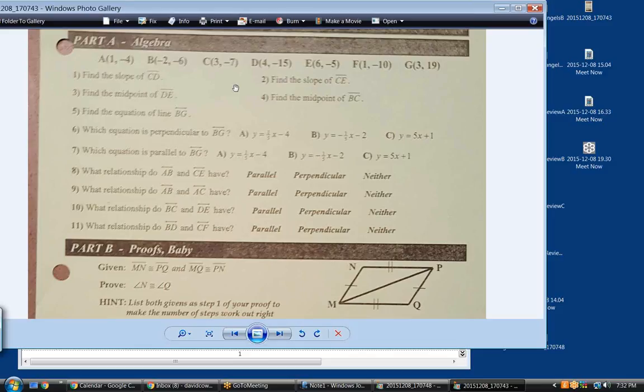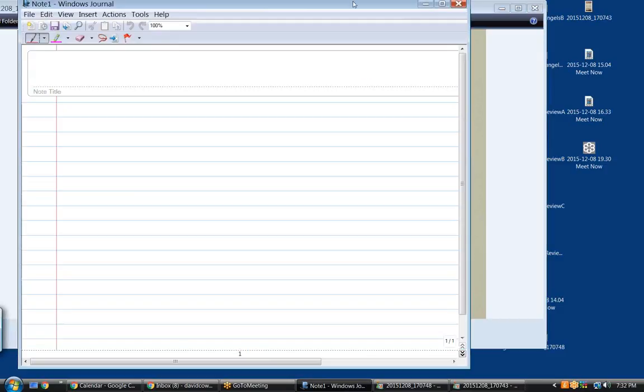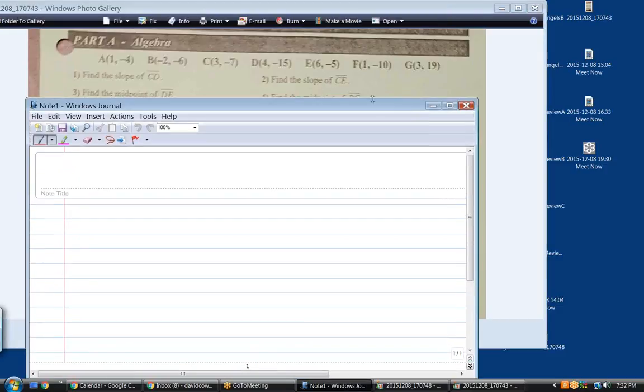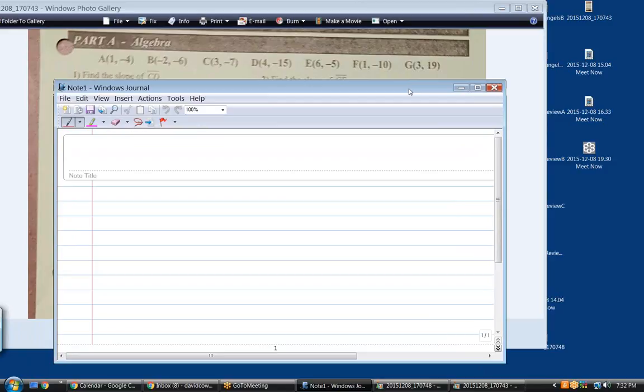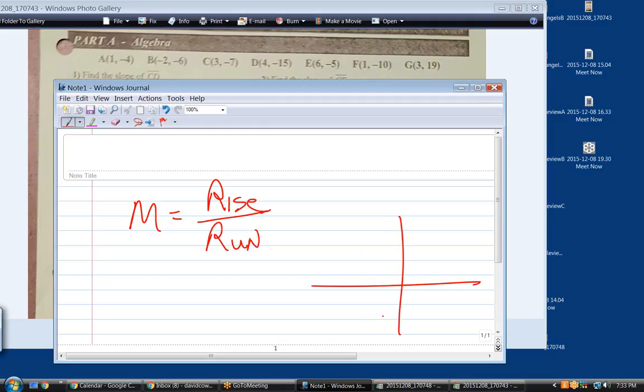So would we use the slope equation? What's the definition of slope? Rise over run. Okay, and if we look at CD, what does rise mean? 3 and 4. That's the run, actually. In other words, when we say rise over run, think of the Cartesian coordinates. The rise is in this direction. The run is in that direction.